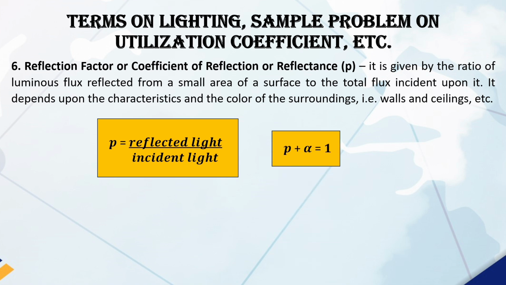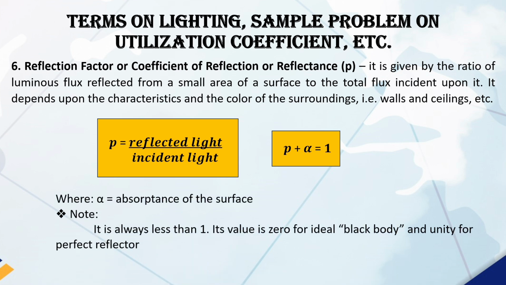Another formula: P plus alpha is equal to 1, where alpha is equal to the absorptance of the surface. And please take note, it is always less than 1. Its value is 0 for an ideal black body and unity for a perfect reflector.